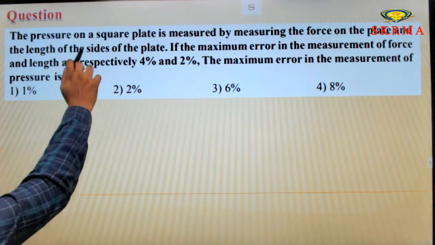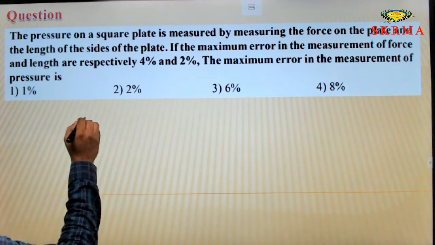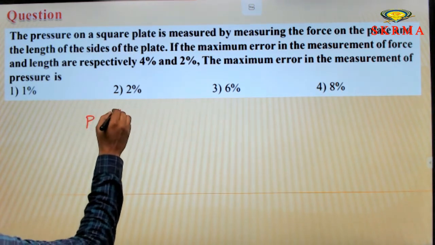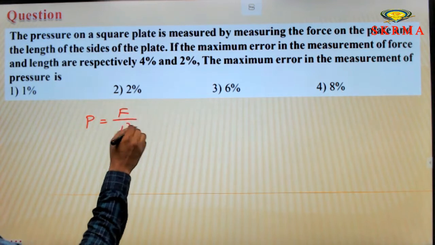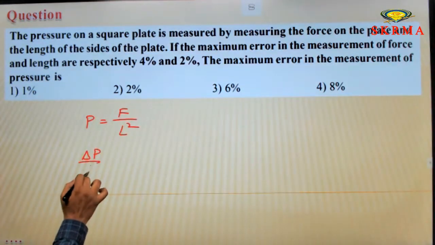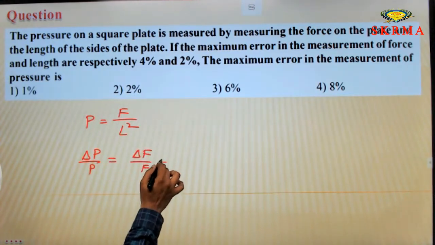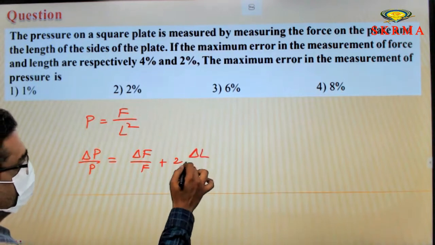Here pressure on a square plate is measured by measuring force on the plate and length of the sides of the plate. Then the maximum errors in the measurement of force and length are 4% and 2%. Then what is the maximum error in the measurement of pressure? What is the basic formula for pressure? Pressure is force by area. Area is nothing but length whole square only. Now percentage change in pressure can be written as percentage change in force plus 2 into change in length by initial.